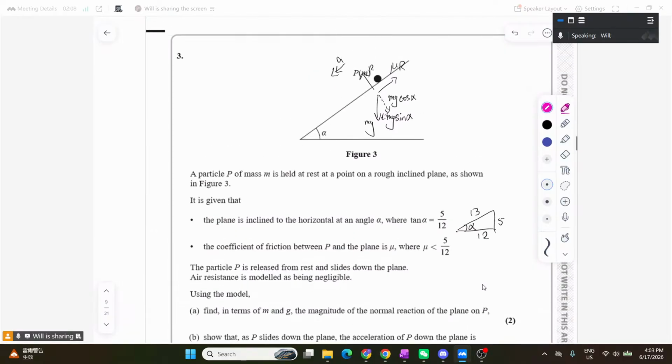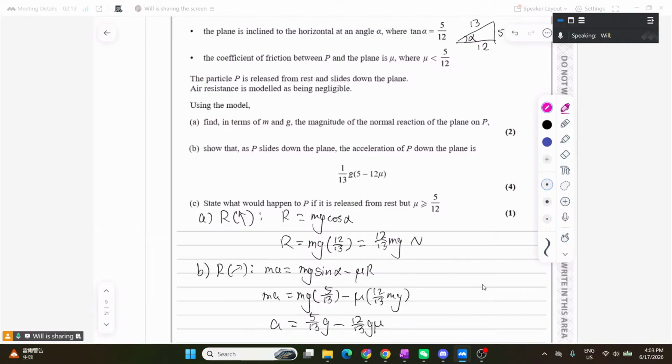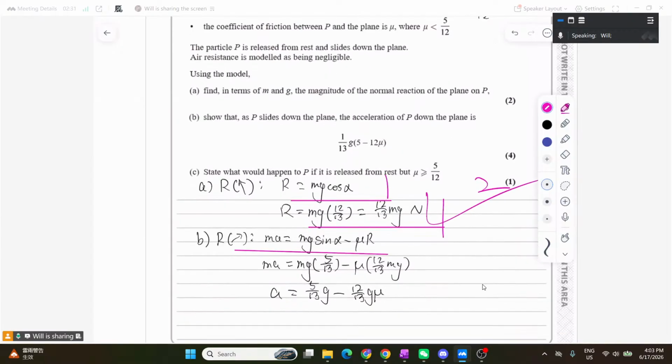Okay, this one, analyze the motion. First one is mg cosine theta. Analyze the force, it's mg cosine theta. No problem. And then simplify. No problem, 2 marks. And this one, ma, is the acceleration. 1 mark.